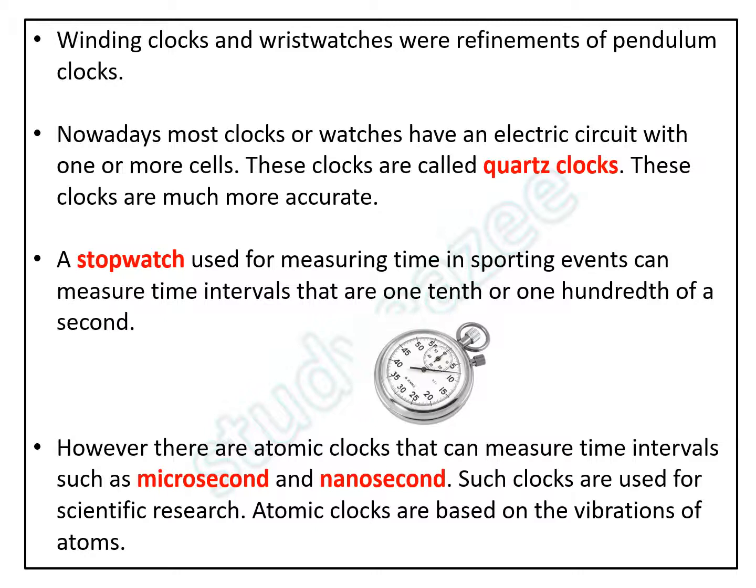Nowadays, most clocks or watches have an electric circuit with one or more cells. These clocks are called quartz clocks. These clocks are much more accurate. A stopwatch used for measuring time in sporting events can measure time intervals that are 1/10th or 1/100th of a second. However, there are atomic clocks also that can measure time intervals such as microsecond and nanosecond. Such clocks are used for scientific research. Atomic clocks are based on the vibrations of atoms.